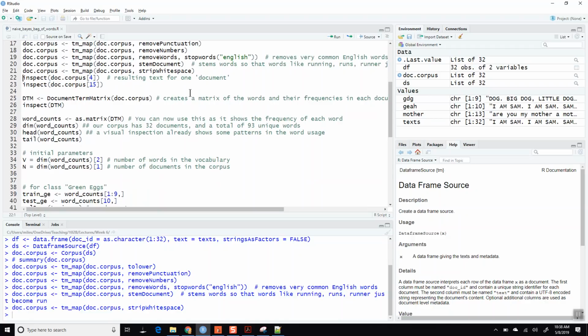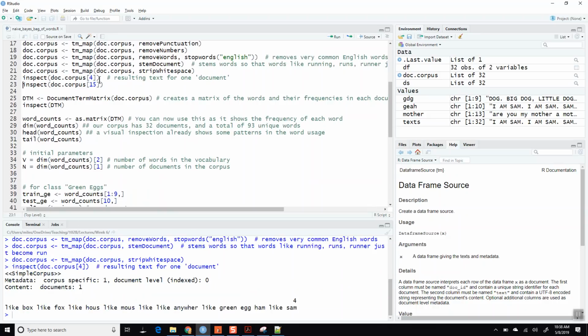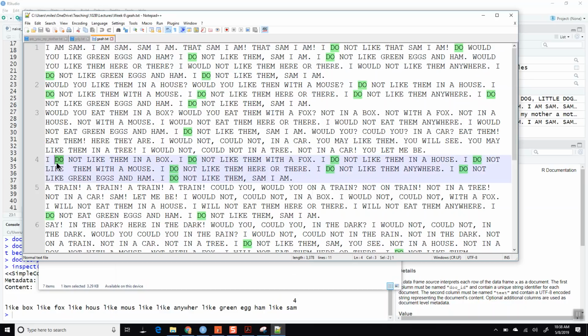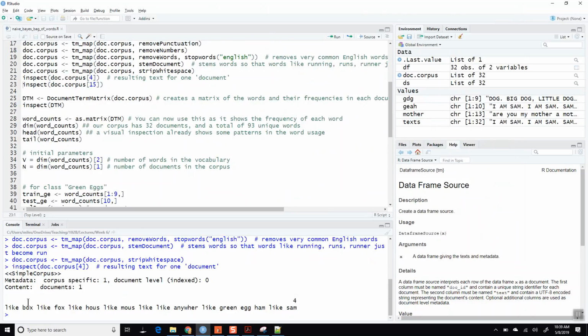Okay. So after processing this, I think the original sentence in Green Eggs and Ham was something like, I do not like them in a box, I do not like them with a fox, I do not like them in a house, I do not like them with a mouse. And after removing the stop words and stemming them, we get box, like, fox, like, house, like, mouse, like, anywhere, like, green, egg, ham, like, Sam. But it still kind of communicates what we're seeing there.